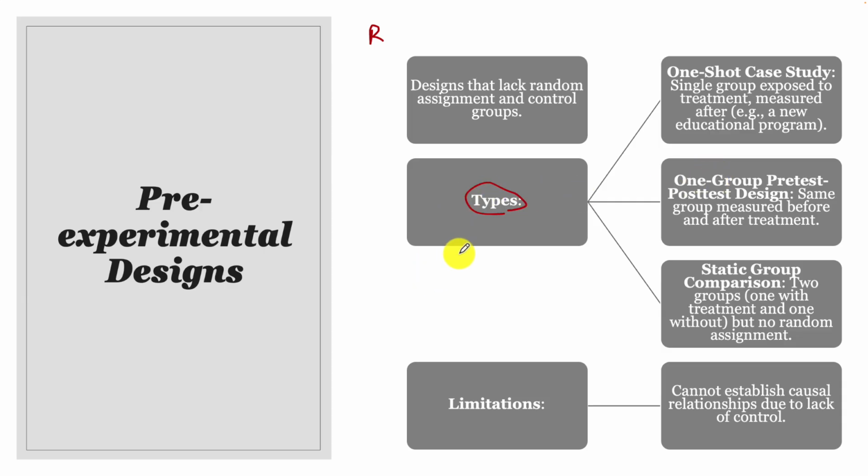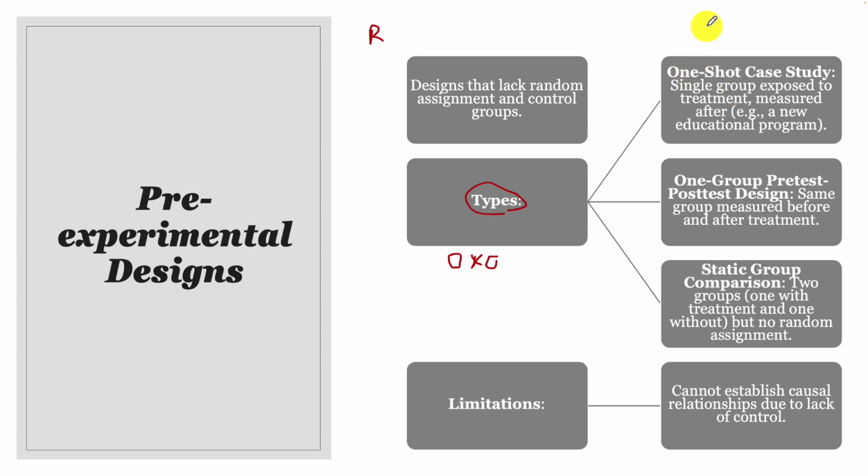Well, that would look like this. One group pre-test, we have an intervention, which is an X, and post-test, right? One group pre-test and post-test. If we look at a single one-shot case study, this is a single group exposed to a treatment measured after. So that would look like this.